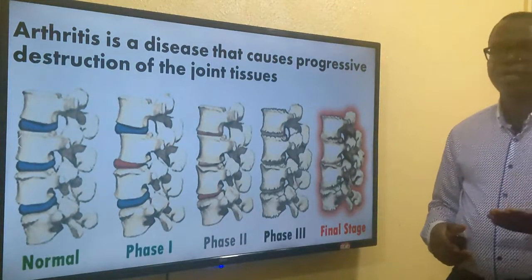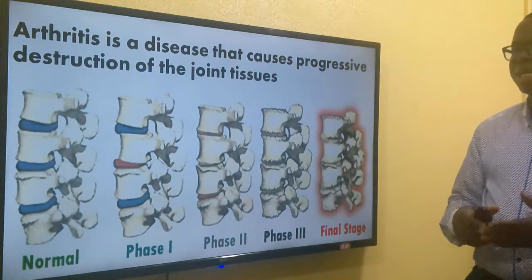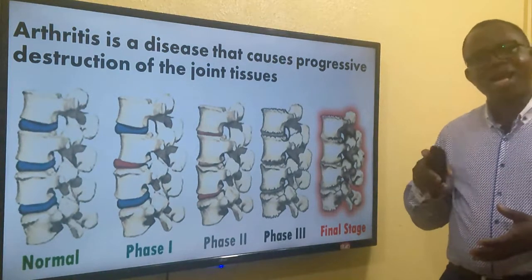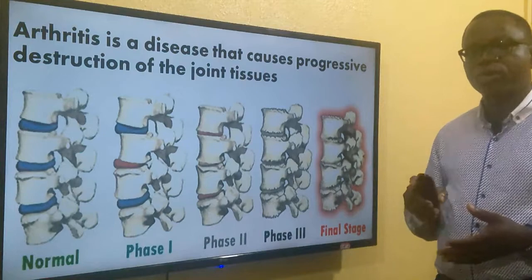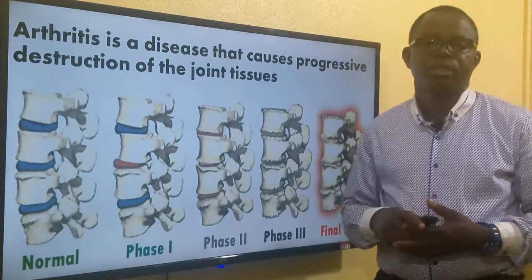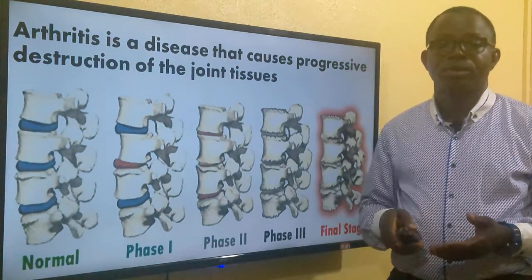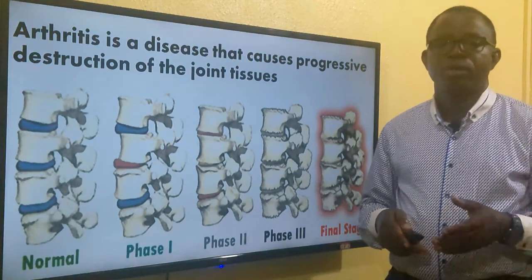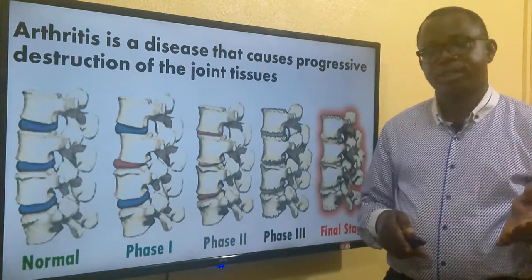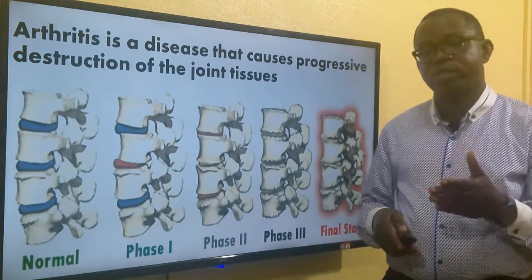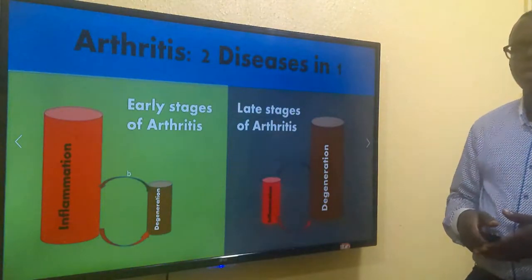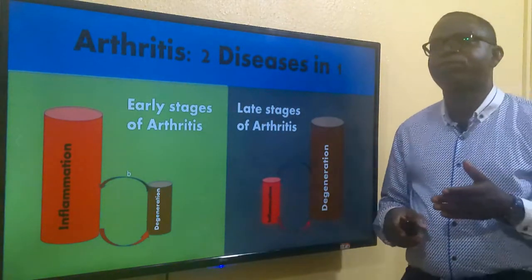Now, to define it, arthritis is actually a disease that causes destruction of the joint tissues, and it is actually a progressive destruction, meaning that it starts small and begins to progress. Therefore, if the destruction is not arrested, there's likelihood that it will get to the point where the joint will be deformed.